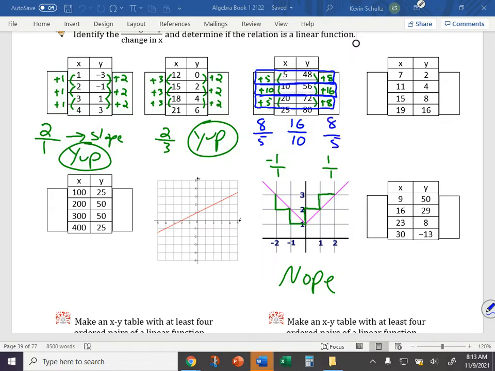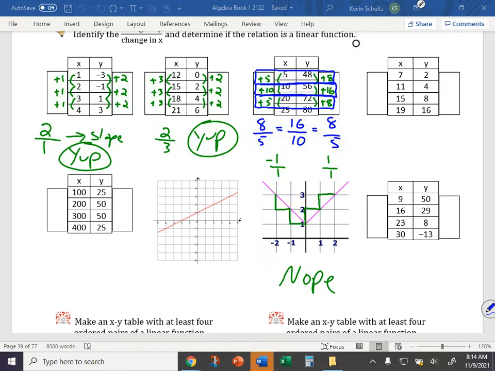So it's not a linear function, if it's not all the same number on both sides. Rowan? But isn't 16 over 10 the same as 8 over 5? It is. The rate 16/10 is the same as the rate 8/5, just like the fraction 16/10 is equivalent to the fraction 8/5.